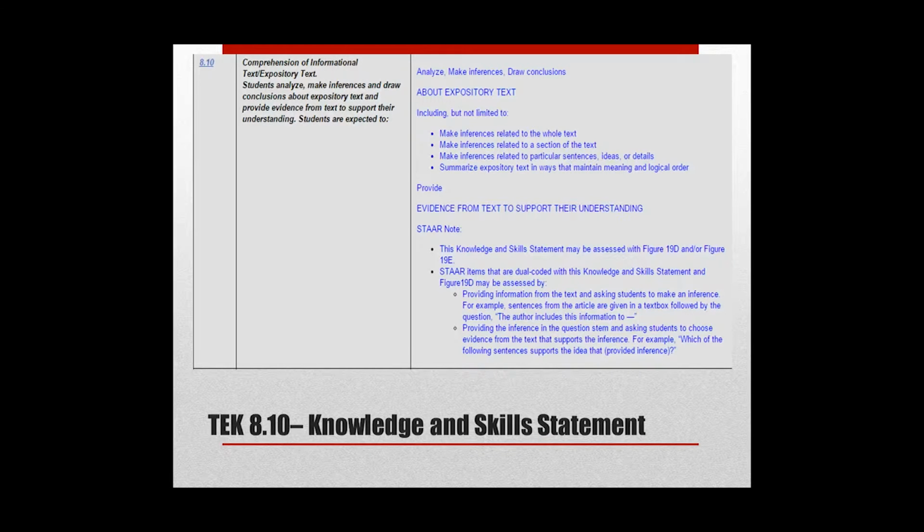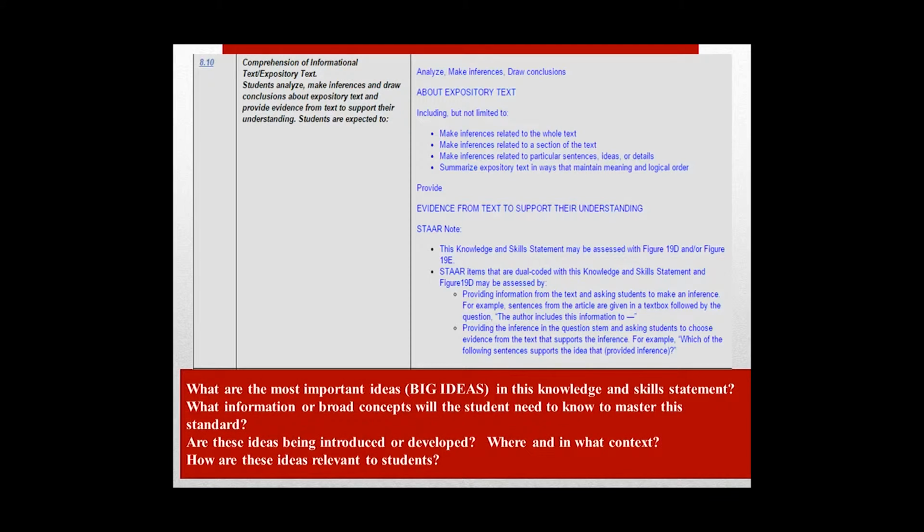Looking at 8.10 in the IFD, what are the most important ideas in this knowledge and skills statement? What information or broad concepts will the student need to learn to master this standard? Are these ideas being introduced or being developed? Where and in what context? And how are these ideas relevant to the students?